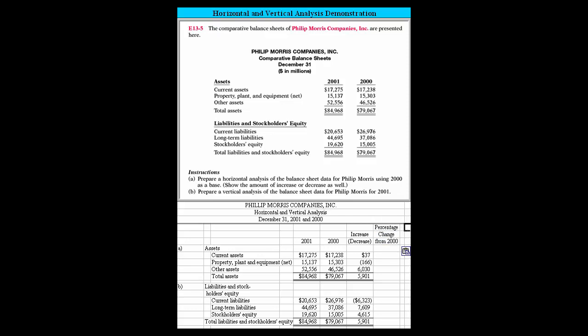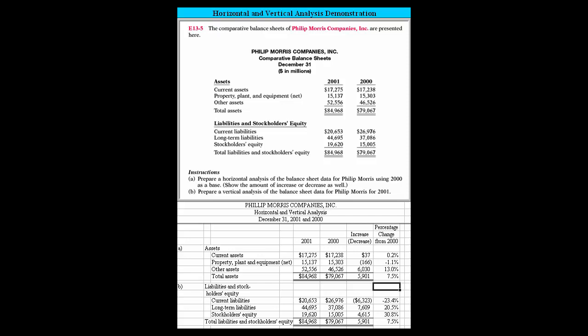So then let's determine the percentages. Again, I've staged this off to the side. Let's drop that in. And all we're doing in all of these cells is then taking the change, dividing it by the base, and that's all that's required to compute a horizontal analysis.